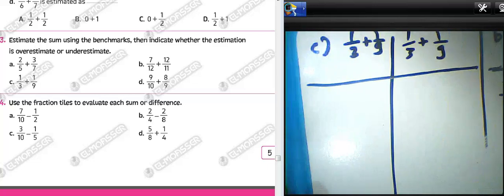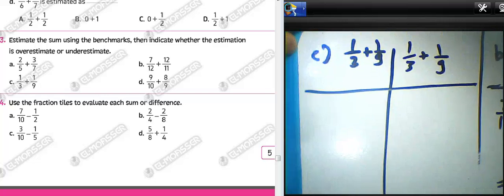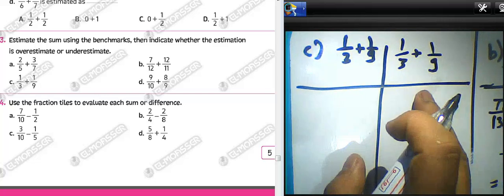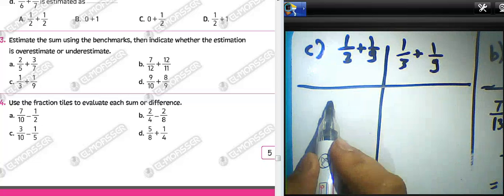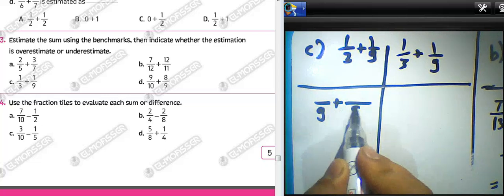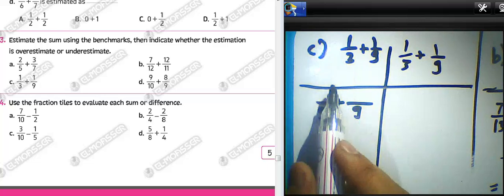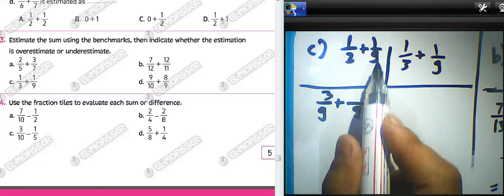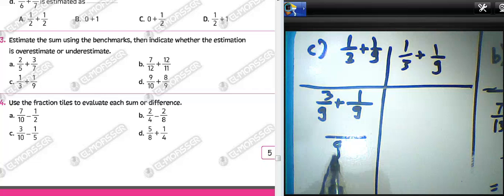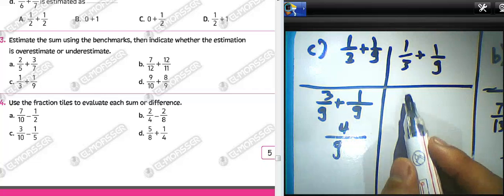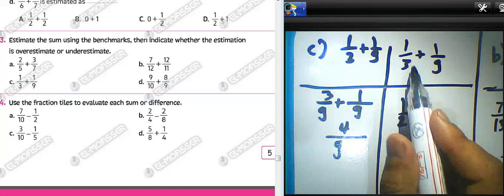And what about this question? 1 over 3 plus 1 over 9. The common denominator here will be 9. 9 divided by 3 equals 3. 3 times 1 equals 3. 9 divided by 9 equals 1. And then we can write 9 here. 3 plus 1 equals 4. 4 over 9. And here, a third is nearest to half.